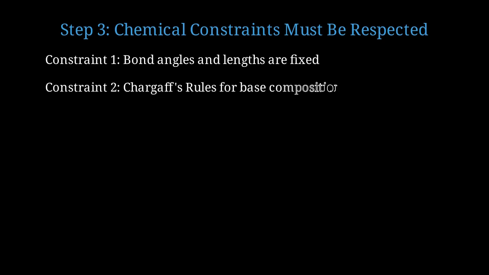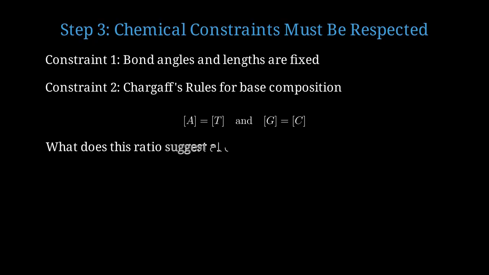Second constraint. Erwin Chargaff had discovered that in DNA, the amount of adenine always equals the amount of thymine, and the amount of guanine always equals the amount of cytosine. This ratio is known as Chargaff's rules. The concentration of adenine equals the concentration of thymine, and the concentration of guanine equals the concentration of cytosine. What does this ratio suggest about DNA structure? It strongly hints at some kind of pairing relationship between A and T, and between G and C. This was a major clue.